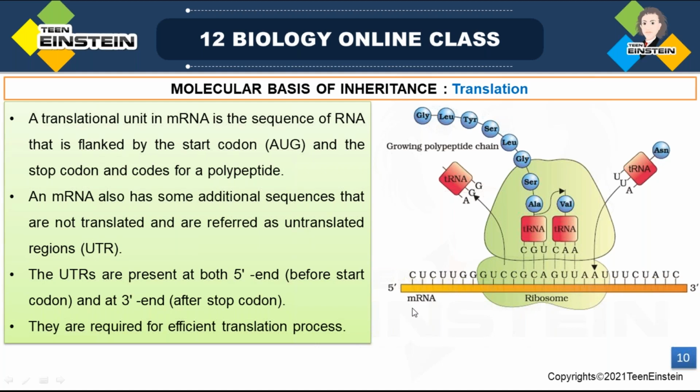Got it? But these UTRs are important. They are required for an efficient translation process. Untranslated regions are very important, and they are required for efficient translation. Got it?